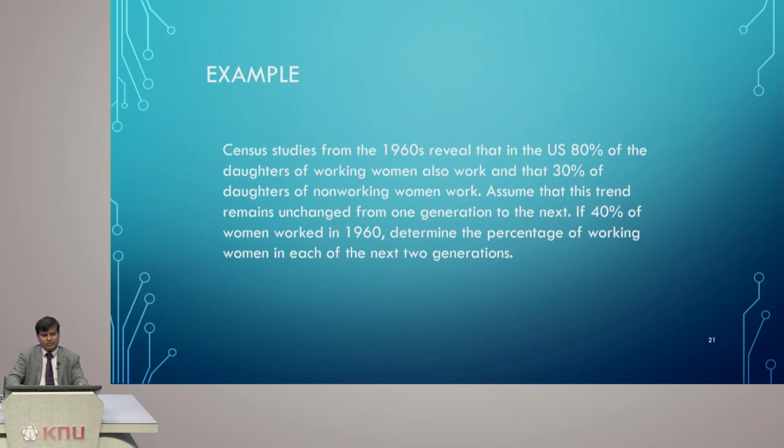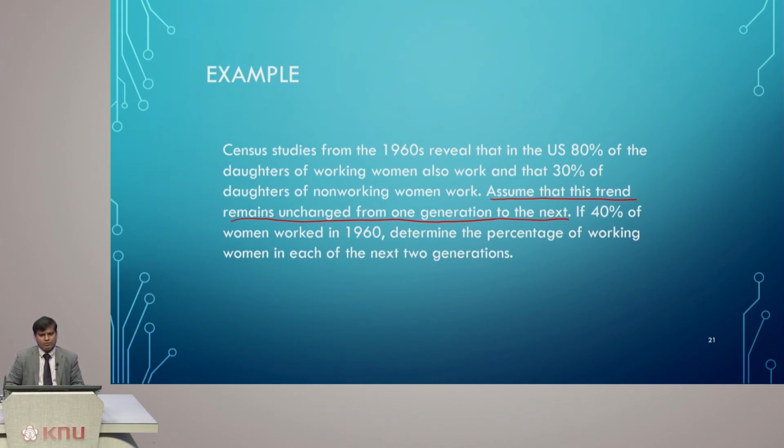Assume that this trend remains unchanged from one generation to the next generation. Remember, this assumption is very important. As far as the Markov chain is concerned, the assumption is quite important, and that might in fact affect the whole process later on.